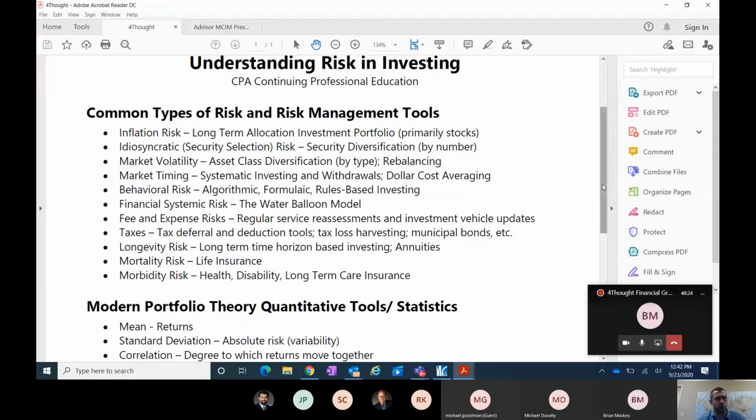Another with market timing, dollar cost averaging. Dollar cost averaging is a little bit different. A lot of times people get these two concepts confused: systematic investing and dollar cost averaging. All right, so systematic investing, like I said, that's when you get the money from your earnings and you immediately invest it, right, incrementally as you get the money.